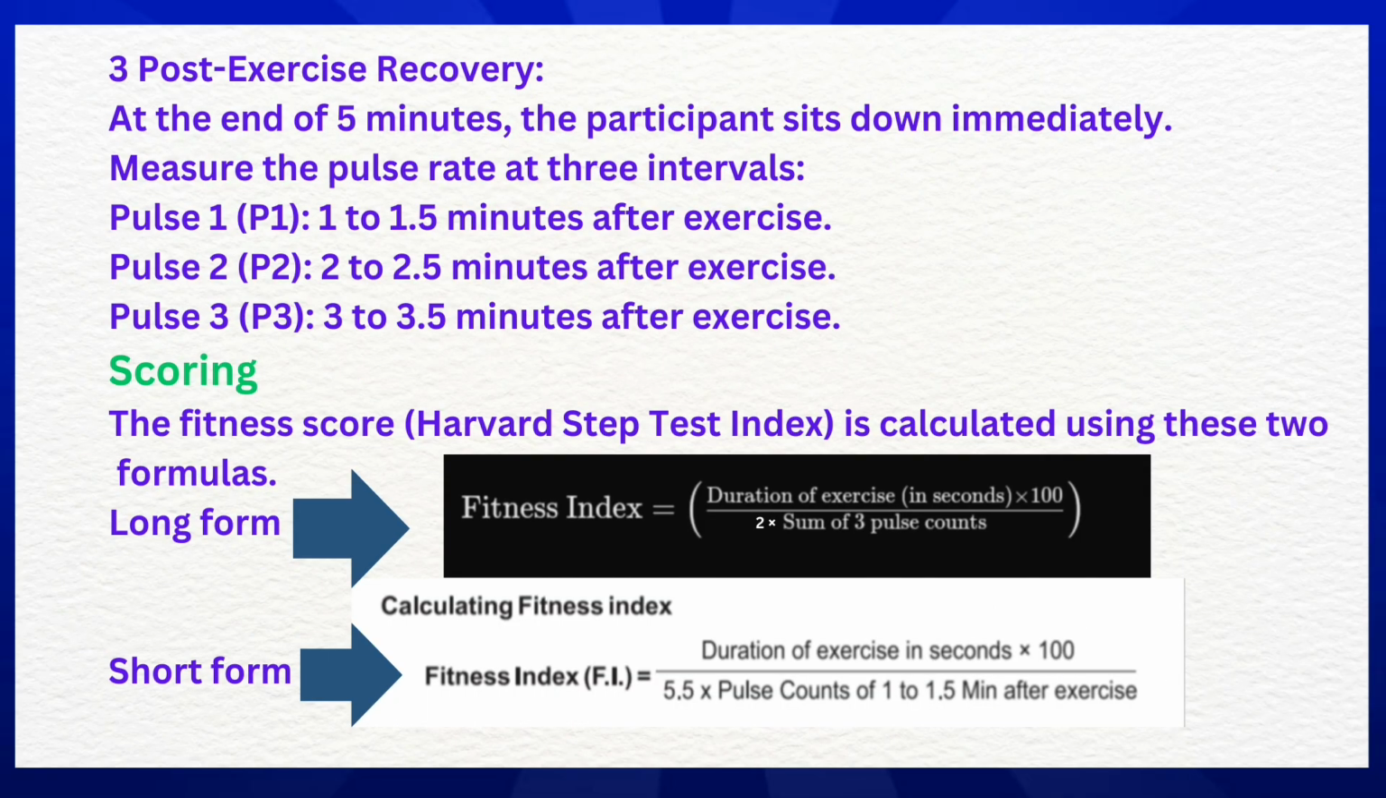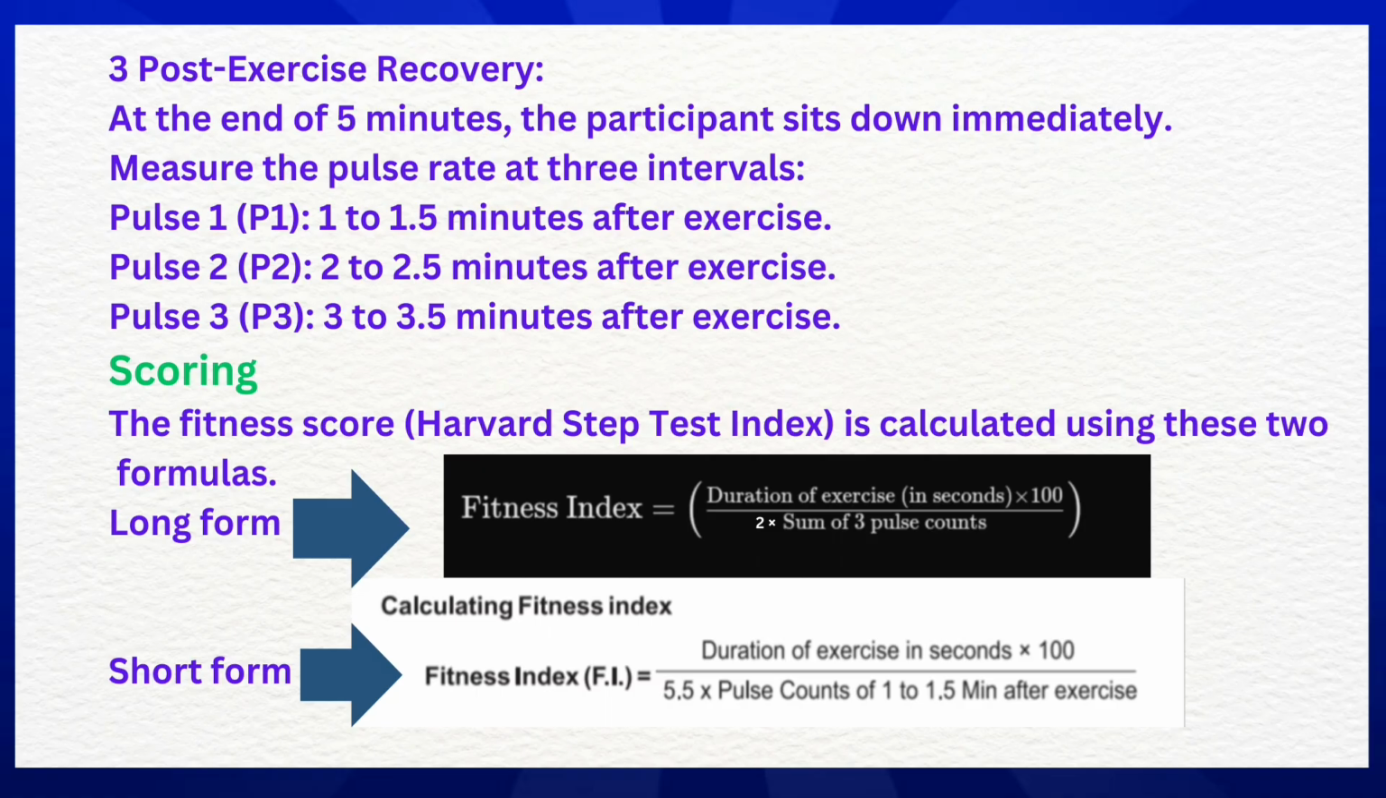Post-exercise recovery: at the end of 5 minutes, the participant sits down immediately. Measure the pulse rate at 3 intervals. Pulse 1, P1, 1 to 1.5 minutes after exercise. Pulse 2, P2, 2 to 2.5 minutes after exercise. Pulse 3, P3, 3 to 3.5 minutes after exercise.